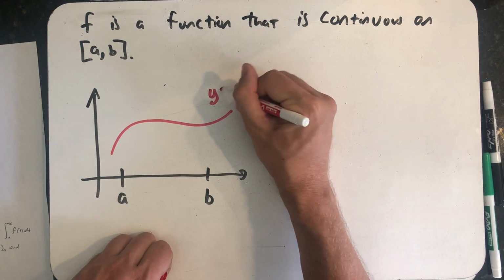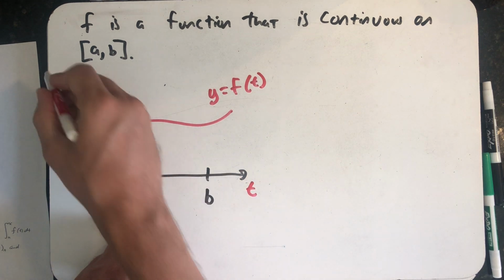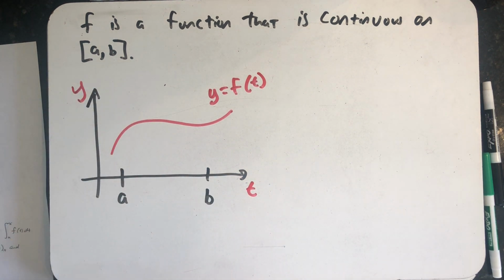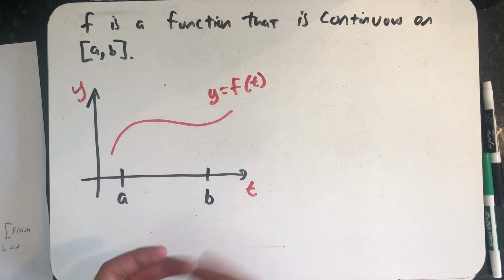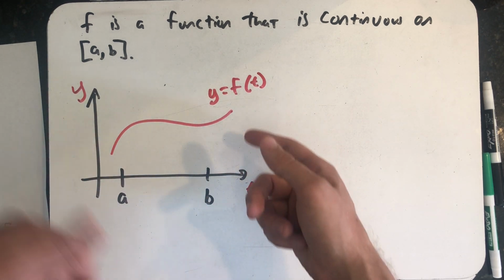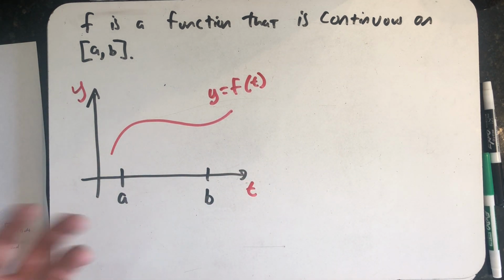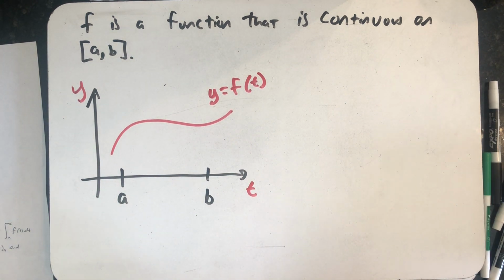I'm going to let this be y equals, and I'm going to choose the independent variable to be called t. And one of the things that's important here is it doesn't actually matter what I call that variable. I could call it t, I could call it x, I could call it q, I could call it the Batman symbol. And it wouldn't matter, right? Because I'm plugging in a number and getting out another real number. That's what functions do, and it's the only thing that really matters. So here I have y equals f of t.